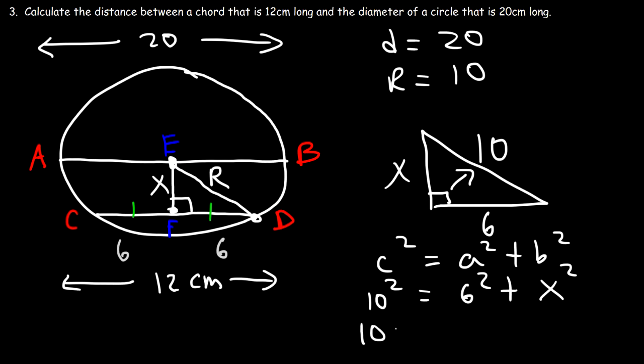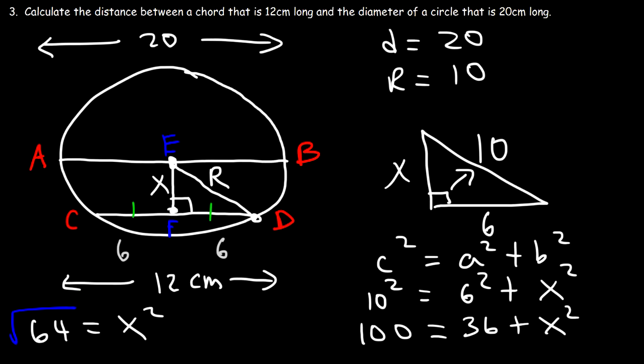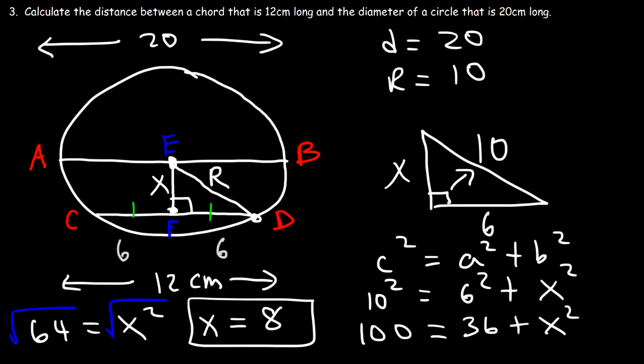10 squared is 100 and 6 squared is 36. So 100 minus 36 is 64, and that's equal to X squared. So now let's take the square root of both sides. The square root of 64 is 8. And so that's the distance between the diameter of the circle and a chord.